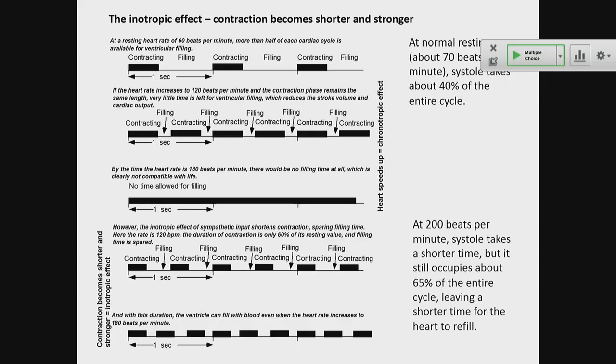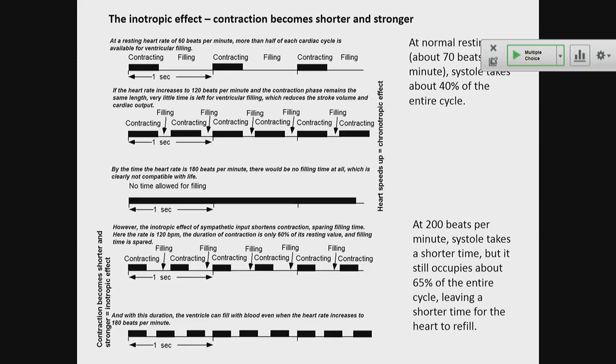So if you still keep your contraction at 250 milliseconds, okay, you have essentially no time for relaxation anymore. And remember, during the relaxation of the ventricle, that's the time when the blood fills back into the ventricle, okay? So you need to have time for the blood to come back to the ventricle. In order to leave enough time for the filling, okay, you need to shorten your contraction.